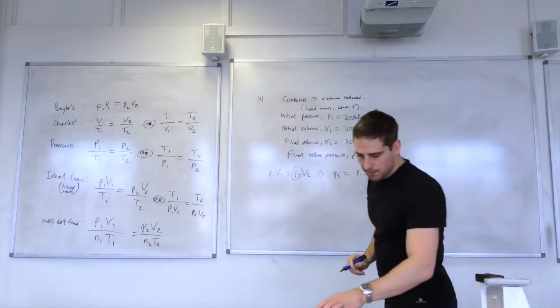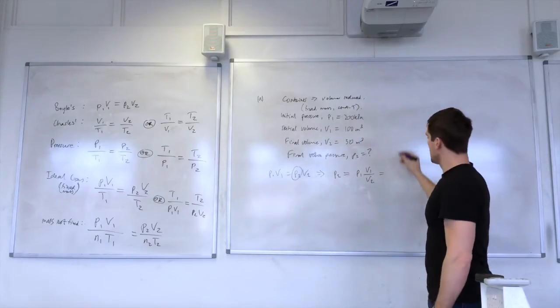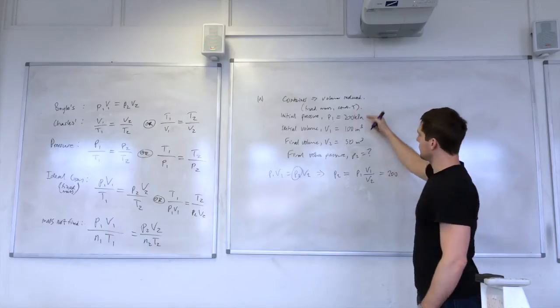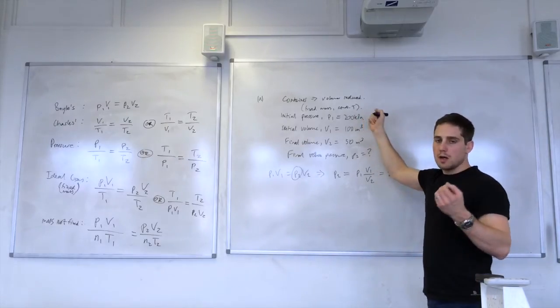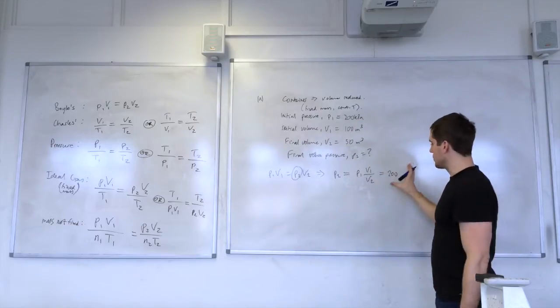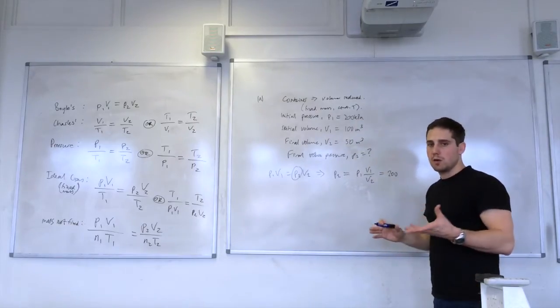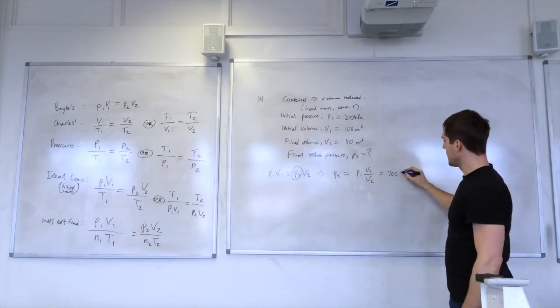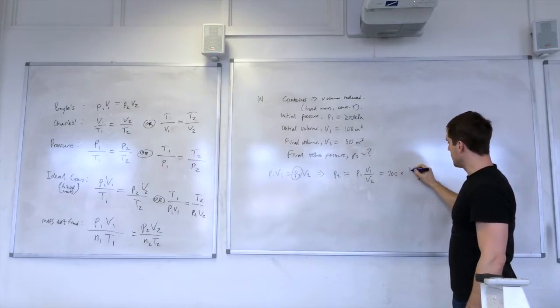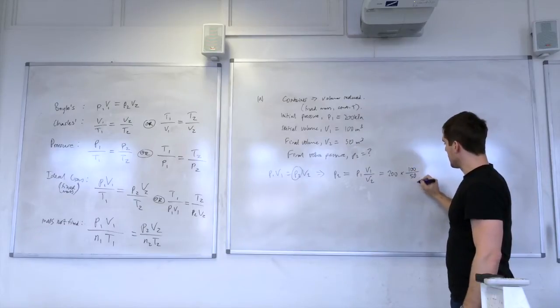So P1 is, I've got it up here, 200. Now you see it's 200 kilopascals. If I appreciate the fact that my answer is just going to come out in kilopascals if I don't change it, then I don't need to worry about putting in the prefix equivalent. I can just leave it like this. So I'll have V1 100 over 50.